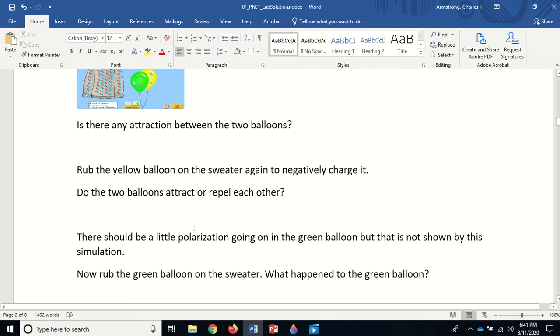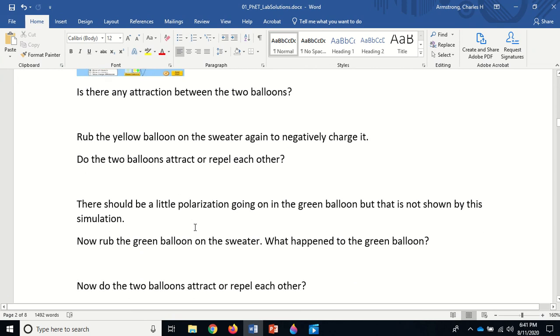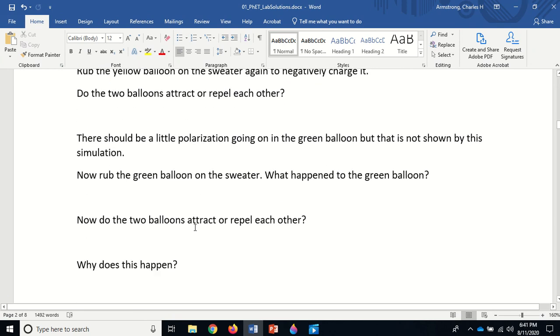So rub the rubber balloon. Okay, so there's nothing between the balloons still. Now, this has to do with maybe there's a little bit of polarization in the green balloon, but the simulation doesn't show that. Now rub the green balloon on the sweater. What happens to the green balloon?